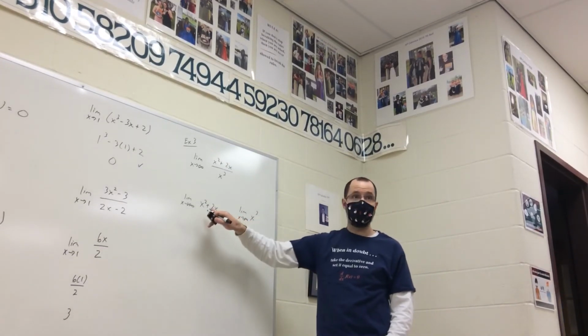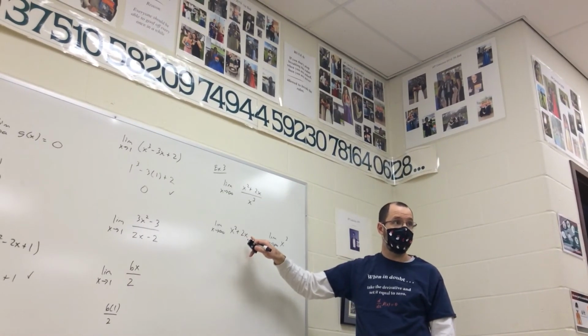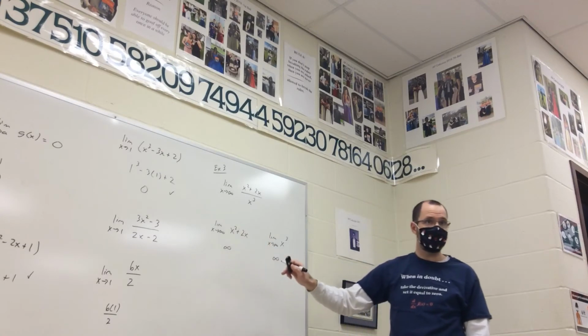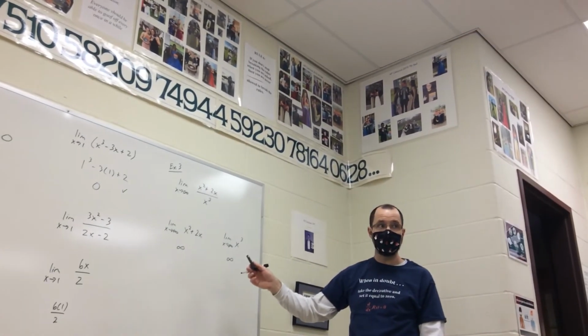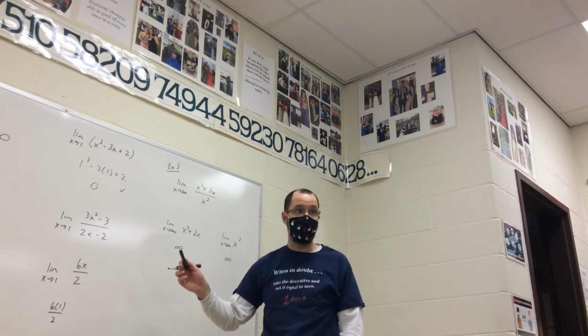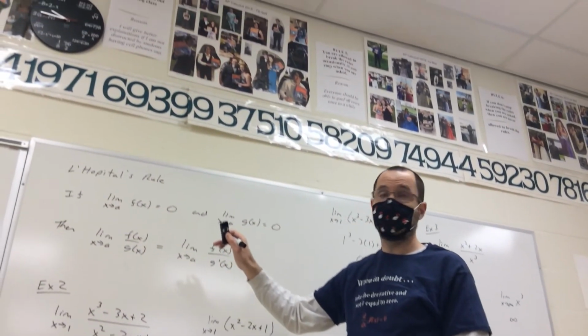And when x gets really big here, x squared is going to get really big. And 2 times x is going to get really big. And so this is going to get really big. So this is going to infinity. So they're not going to 0. But it turns out that L'Hopital's rule also applies if both of these limits are 0.